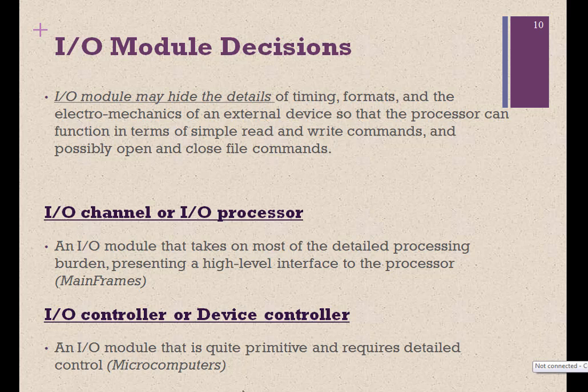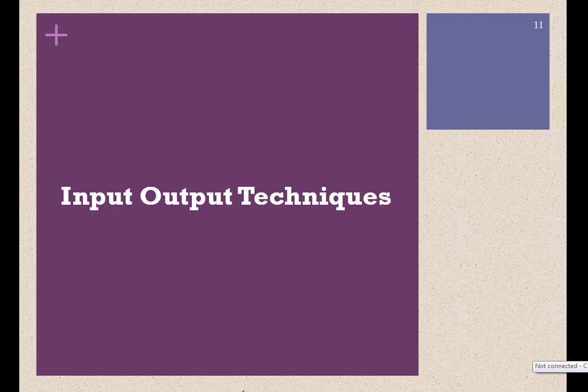IO modules may hide the details of timing, formats, and electromechanics of external devices, so that the processor can function in terms of simple read and write commands, and possibly open and close file commands. An IO channel or IO processor is an IO module that takes on most of the detailed processing burden, presenting a high-level interface to the processor, like a mainframe. An IO controller or device controller is an IO module that is quite primitive and requires detailed control.